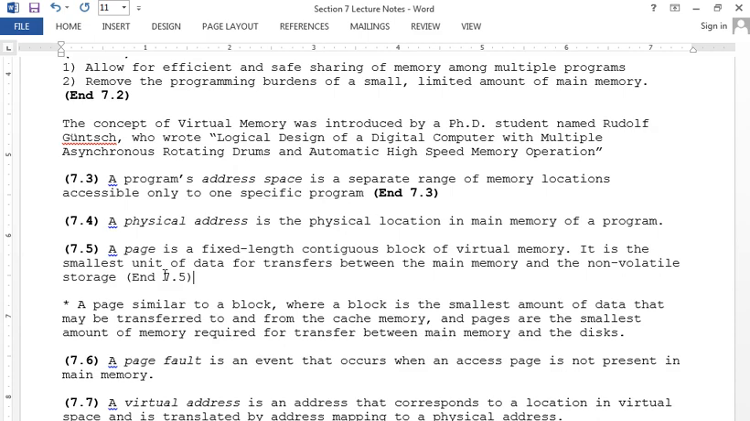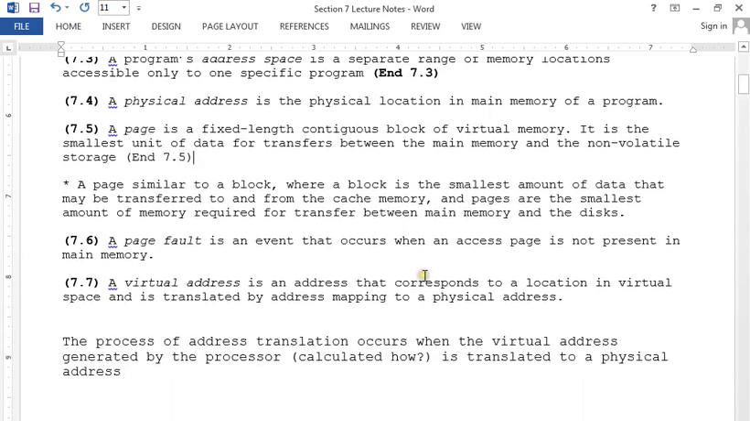Now, how do we actually do this address translation? A virtual address is an address that corresponds to a location in the virtual space, and it is translated by address mapping to an address in physical space. I'm going to show you a diagram to describe what that means. I have this address here, and I need to actually translate it. I have a certain amount of memory blocks, and a certain amount of memory I can actually access. In almost every case, you will have more bits in your address, so you need to translate that to get the proper value. That's what's known as a virtual address.